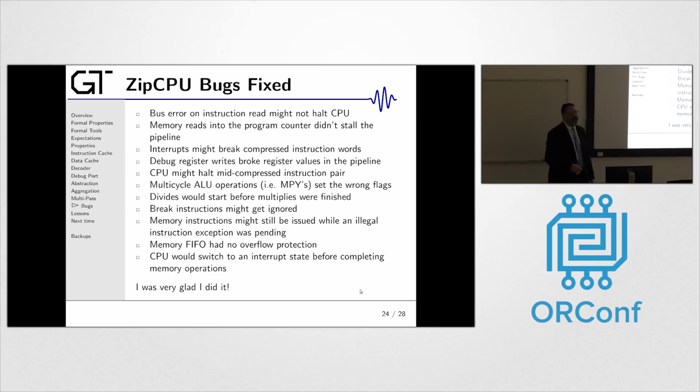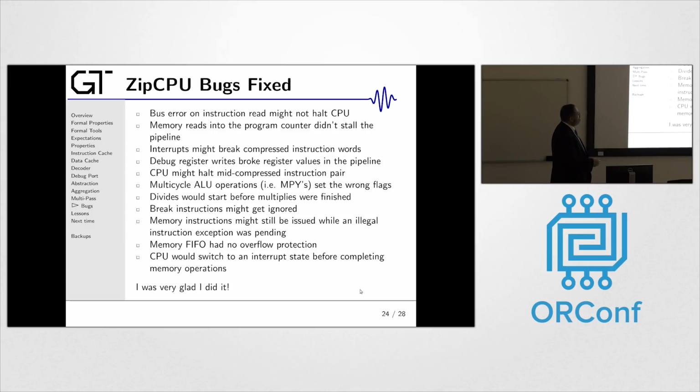Okay, what did I find? Shall we have some fun here? Bus error on an instruction read didn't necessarily halt the CPU. So if you try and read something that's not memory, the CPU should halt with a bus error. It wasn't. Interrupts might break the compressed instruction words. Yes, the ZipCPU has compressed instruction words.